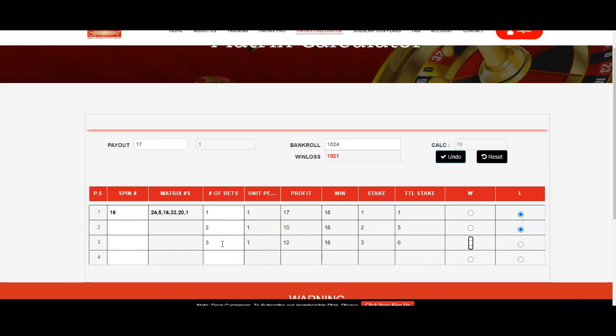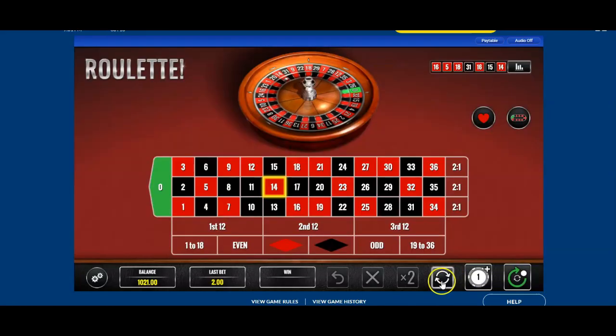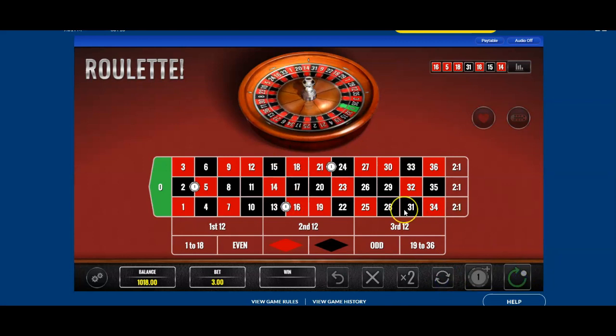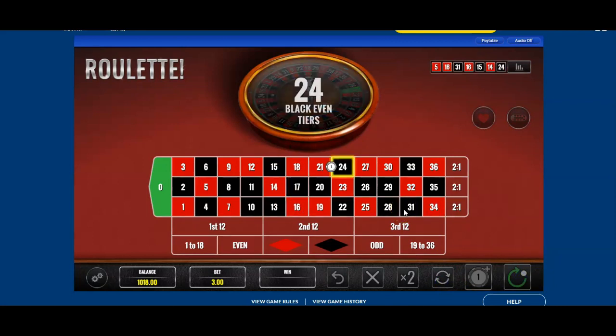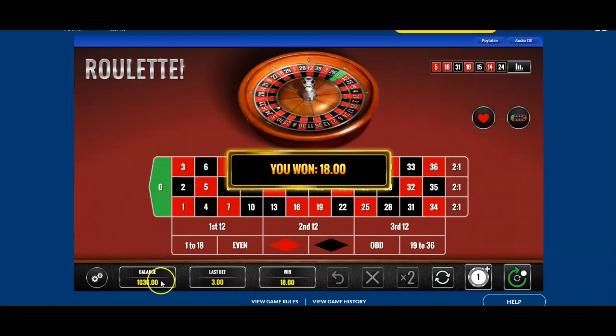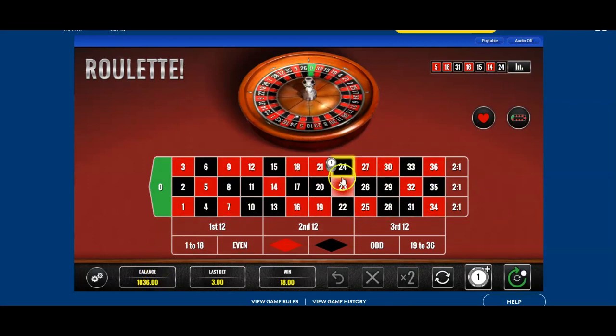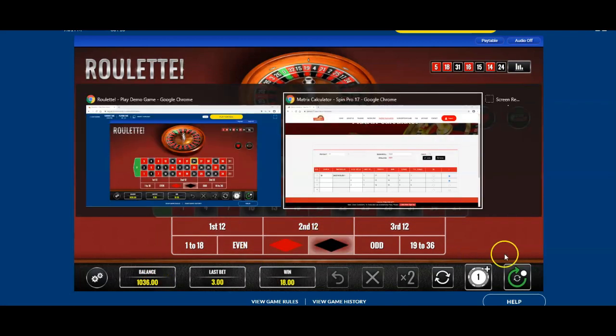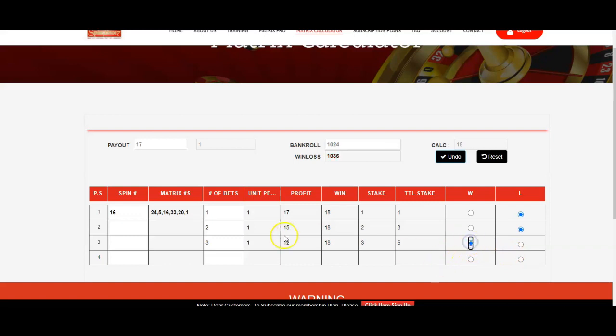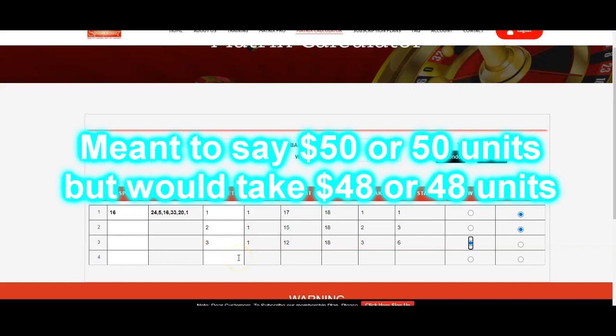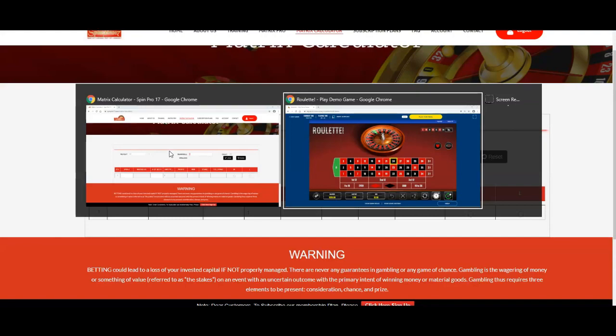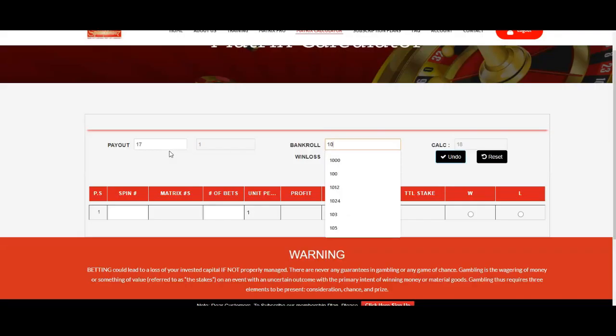Now we're going to place three numbers. So 24, 5, and 16. Boom, and 16. This is a great strategy if you want to just preserve your bankroll and be effective. We hit, all right? And again, our objective here is to get to at least 150 or 148. So again, our bankroll now is 1,036.